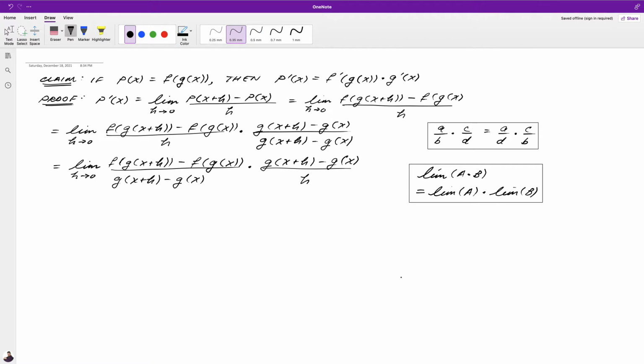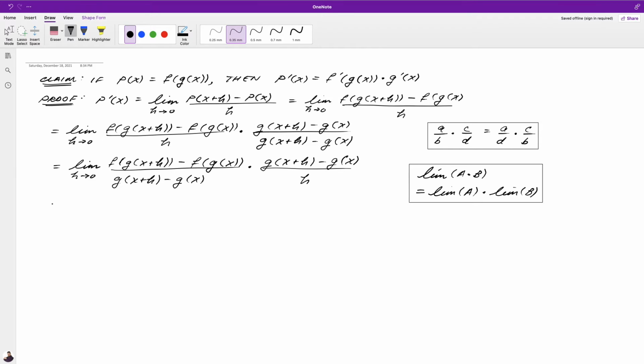Limit of a sum, same thing as a sum of limits. Limit of a difference, difference of limits. Limit of a quotient, quotient of limits, provided that the denominator is not equal to 0. Limit of a product, product of limits. Just as we would hope. It makes sense that it would be that way because the limit is not concerned with what happens but what happens near.